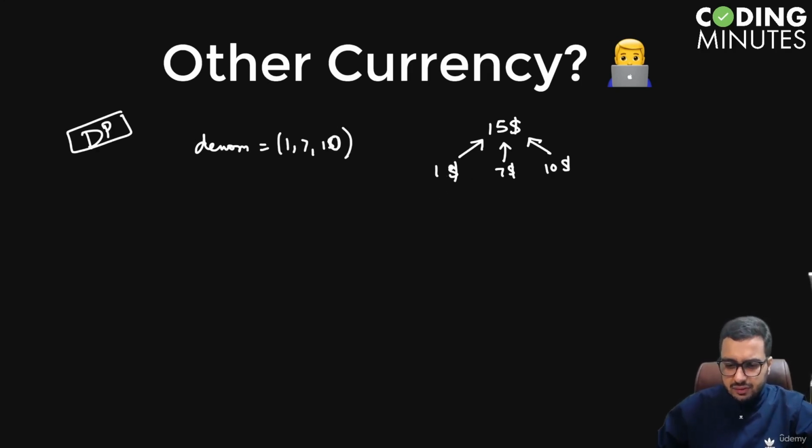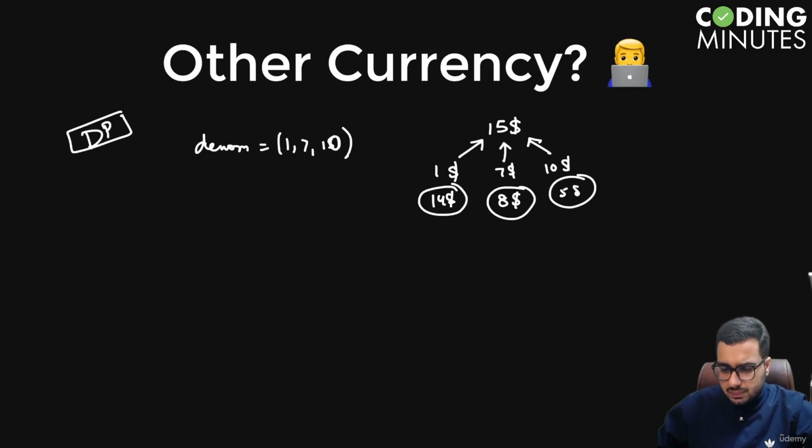So if I use $1 to make 15, the remaining amount is $14. If I use $7, the remaining amount is $8. If I use $10, then the remaining amount is $5. Now these are subproblems that need to be solved. We don't know how many coins would be needed to make $5 or $8, so we will further evaluate all the paths.